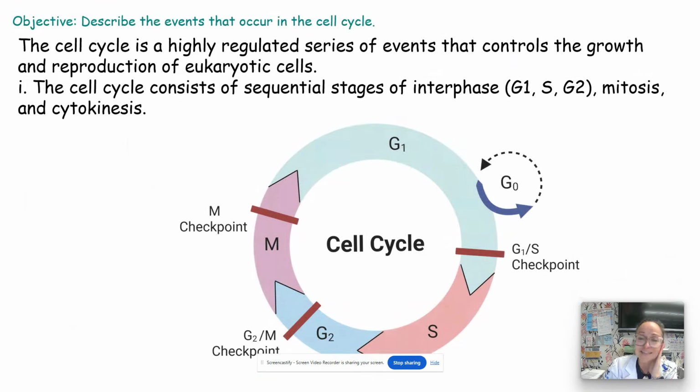Okay, now our last thing to talk about is the cell cycle and cell cycle regulation. The cell cycle is a highly regulated series of events that control growth and reproduction of eukaryotic cells. So we're going to talk first about interphase.